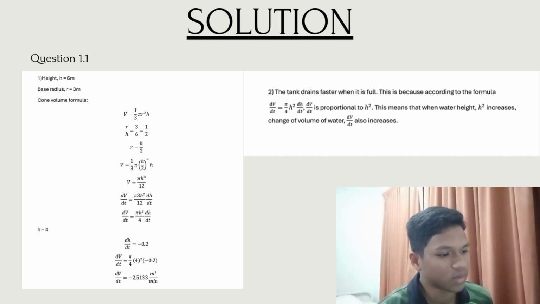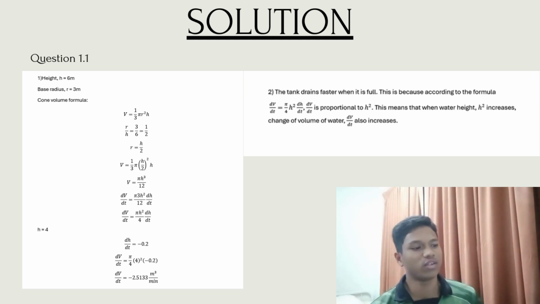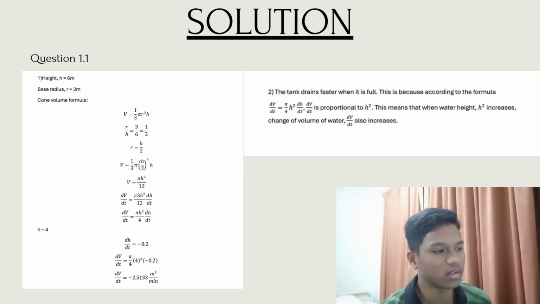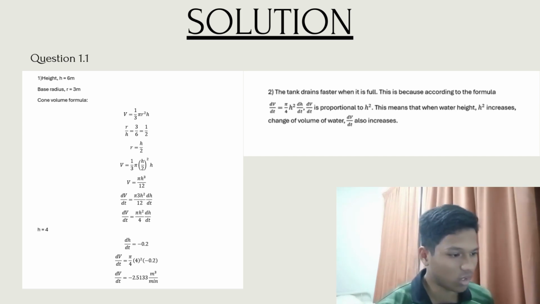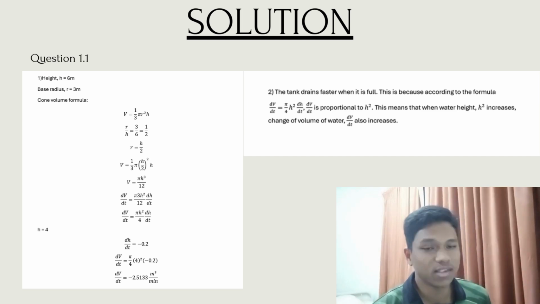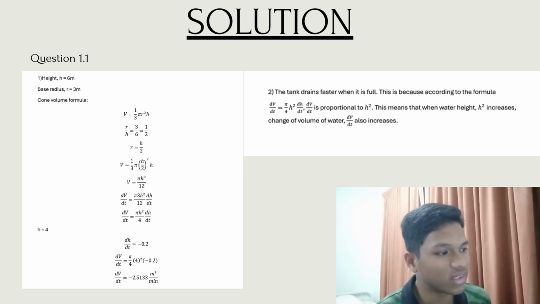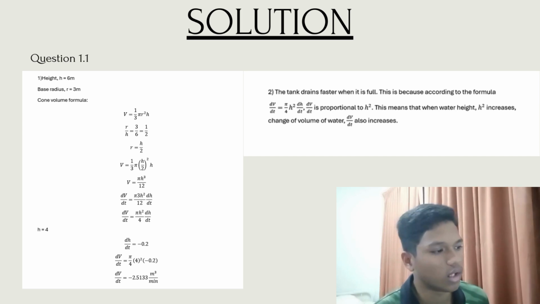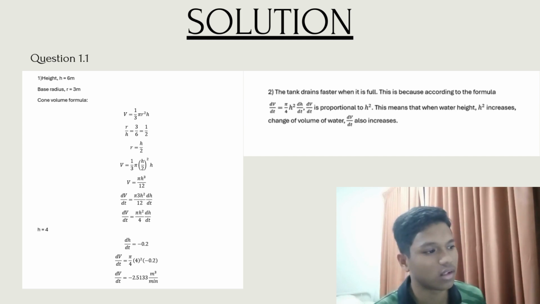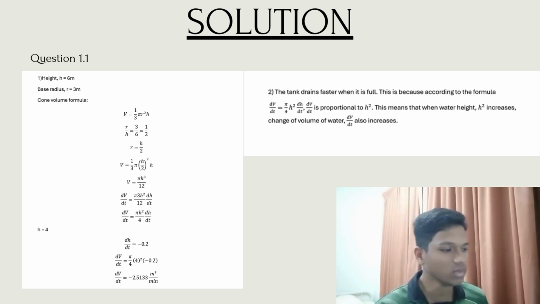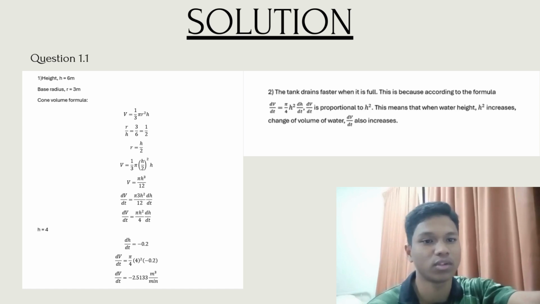For the second question, based on your result in part A, we have to give a simple opinion on whether the tank drains faster when it is full or when it is almost empty. The tank drains faster when it is full because, according to the formula for dV over dt, we can see that dV over dt is directly proportional to h squared. This means that when the water height h increases, the change of volume of water, dV/dt, also increases. That's all for me. Moving on to the second question.